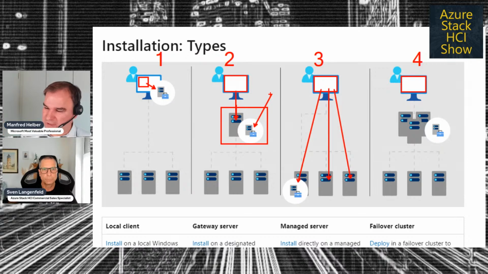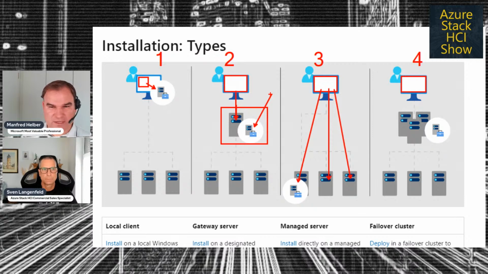But option 3 is more and more interesting when we think in the hybrid cloud world, because we could think about using Windows Admin Center from the Azure portal. And then we don't need this management host locally because we can use the distributed installation of Windows Admin Center on the managed servers themselves.